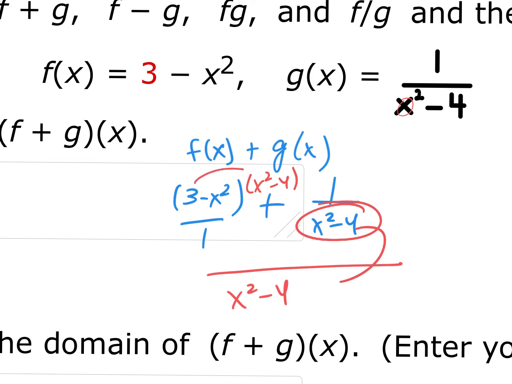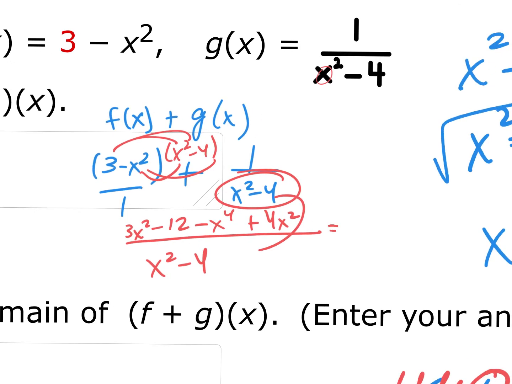If we multiply, 3 times x squared is 3x squared. 3 times negative 4 gives me negative 12. Negative x squared times x squared is negative x to the fourth, and then negative x squared times negative 4 is positive 4x squared. Can we combine? Yes, 7x squared. What goes first, though? Negative x to the fourth, then positive 7x squared minus 12, over x squared minus 4.